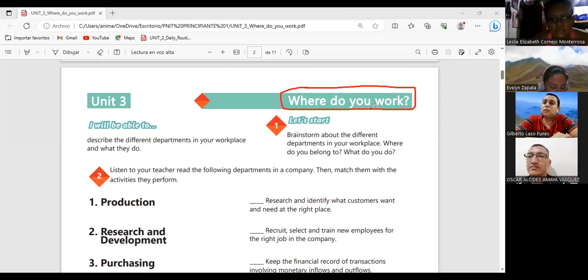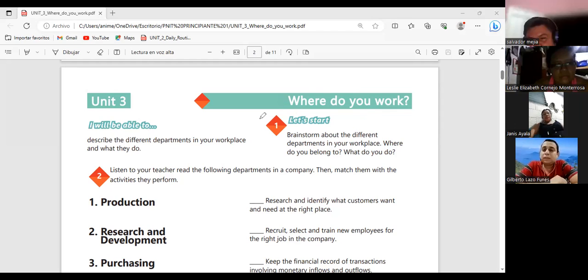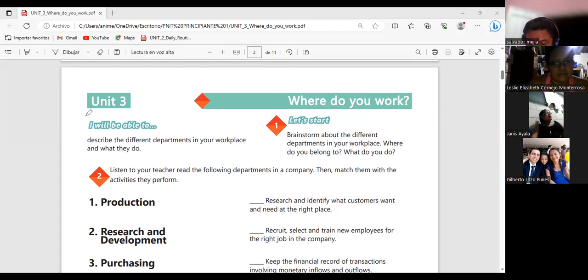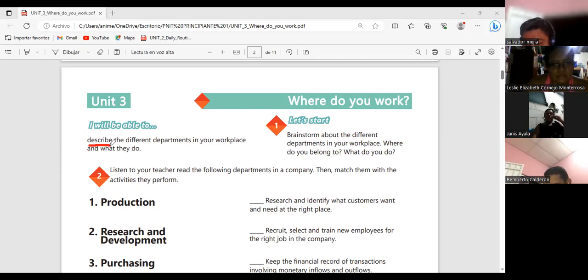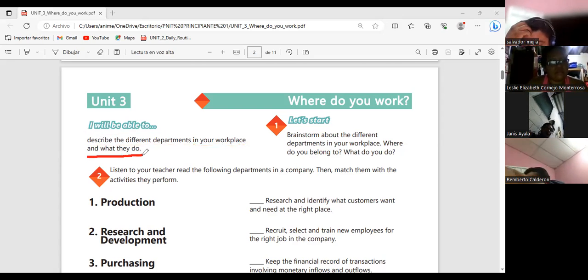Tal vez vamos a hacer unas pequeñas correcciones, ¿sí? Pero no es algo tan difícil de corregir y de recordar. Number one. Miren acá, ¿qué vamos a hacer al final? Tal vez no solo de esta sesión, sino de toda la semana. Nuestra meta es recordar esta introducción hasta el siguiente lunes. Imagine, what are we going to do? At the end of this class, or at the end of this week, week number three, I will be able to describe the different departments in your workplace and what they do.